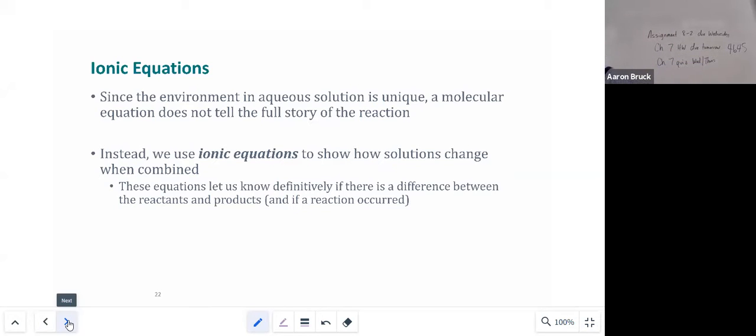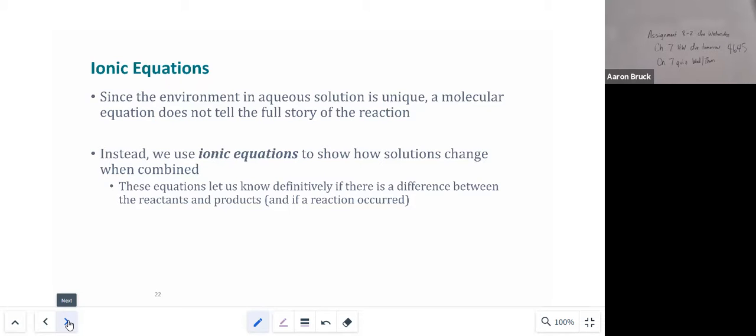To help us along the way here, we have to take aqueous solution chemistry and separate it from what we've done in the past. Everything that we've talked about as far as chemical reactions thus far in this semester has been on the molecular level. This molecule reacts with this molecule to make these new molecules. Hydrogen gas reacts with chlorine gas to make hydrogen chloride gas.